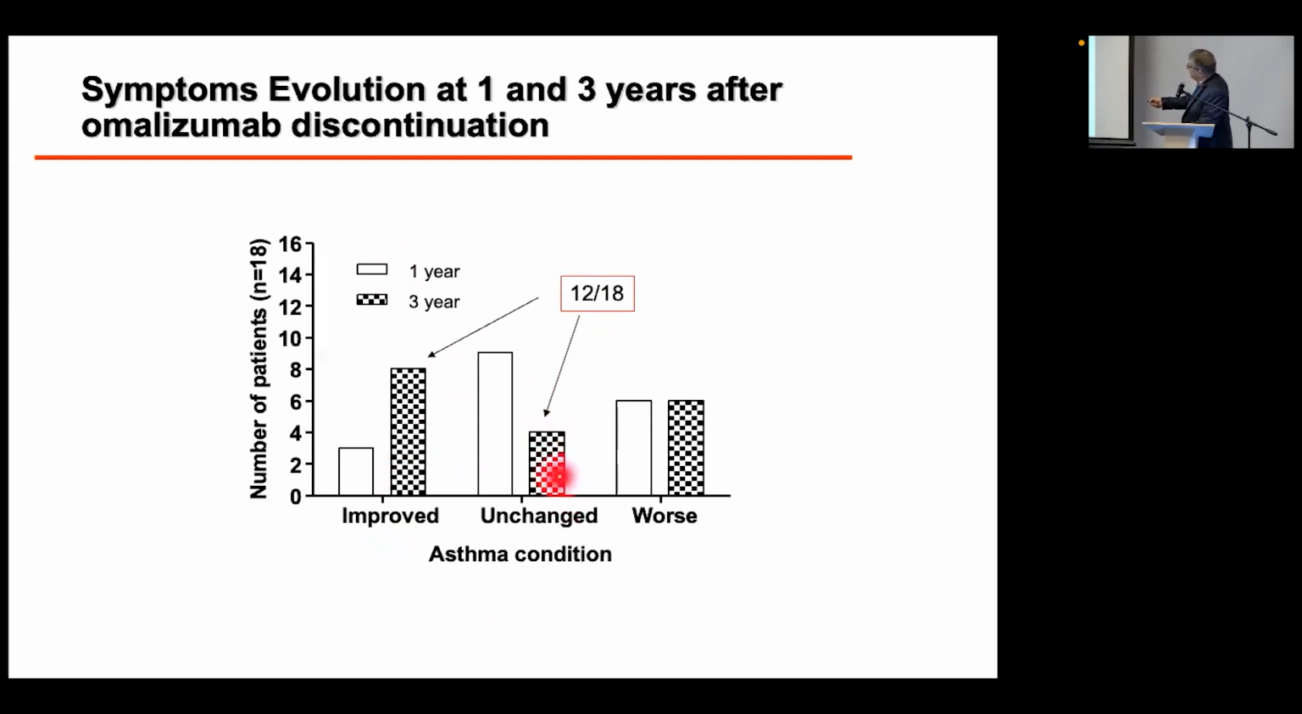Three years after stopping, you have 4 out of the 18 still unchanged, and 6 were worse. So that means that at least 2/3 of the patients, 3 years after stopping omalizumab, were still very well. And I have this experience also. I have some patients, I stopped omalizumab in 2010, and 12 years after, they are still very well. They are just using short-acting beta-2 agonists. So I think in some patients, there is an effect.